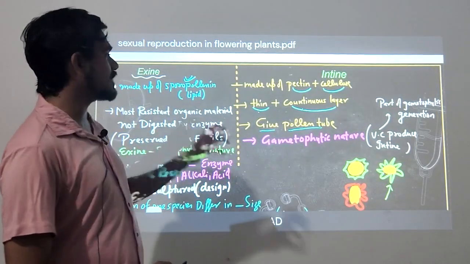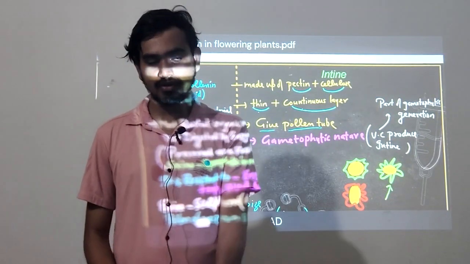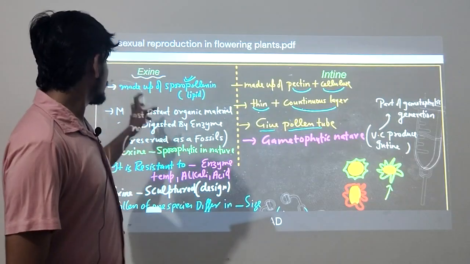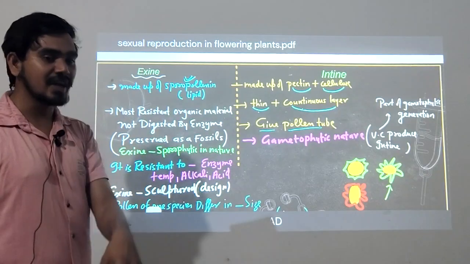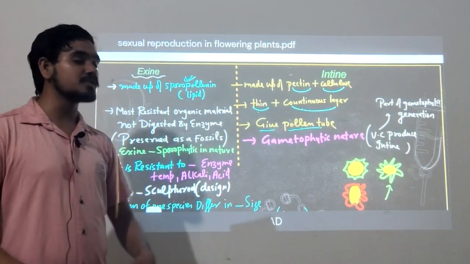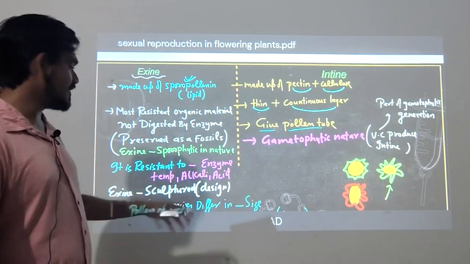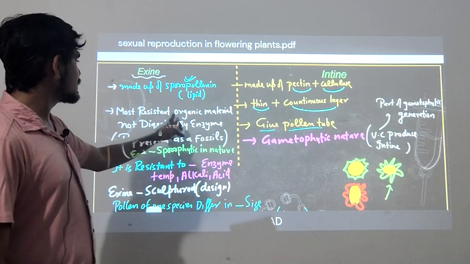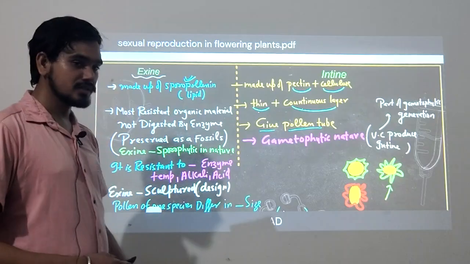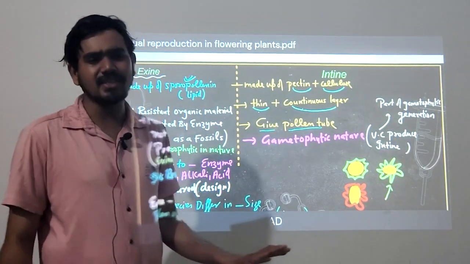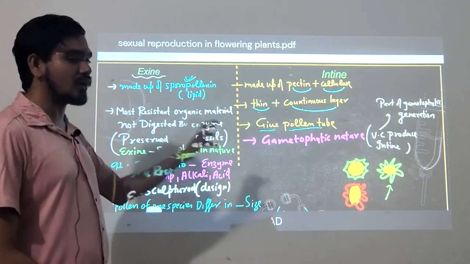So now we'll compare the exine and the intine. The exine is made up of sporopollenin, which is very important. Sporopollenin is the most resistant organic material; it cannot be digested by enzymes, even by alkali, temperature, or acid. Because of this feature, it can even be preserved in fossils. No organism can digest sporopollenin, so it is the most resistant organic matter found on the globe.